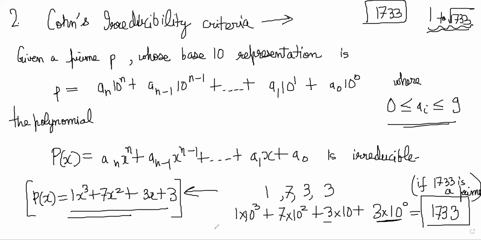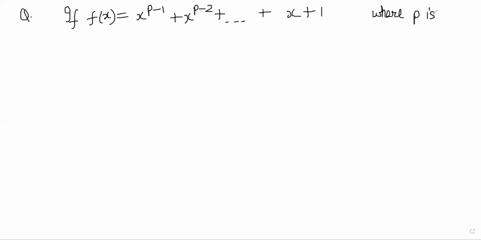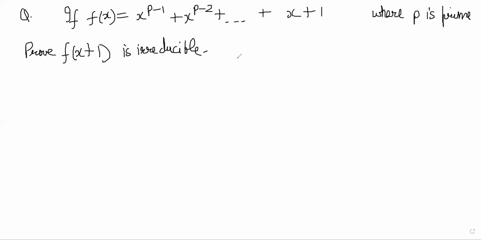Let's do a question where we apply this. The question is: if f(x) = x^(p-1) + x^(p-2) and so on till x + 1, where p is prime, you have to prove that f(x+1) is irreducible. What we will do here is first try to understand what f(x+1) is, and then we'll think about its irreducibility.